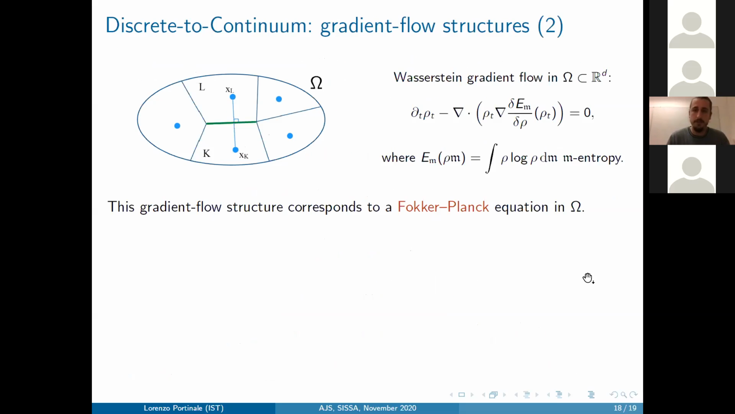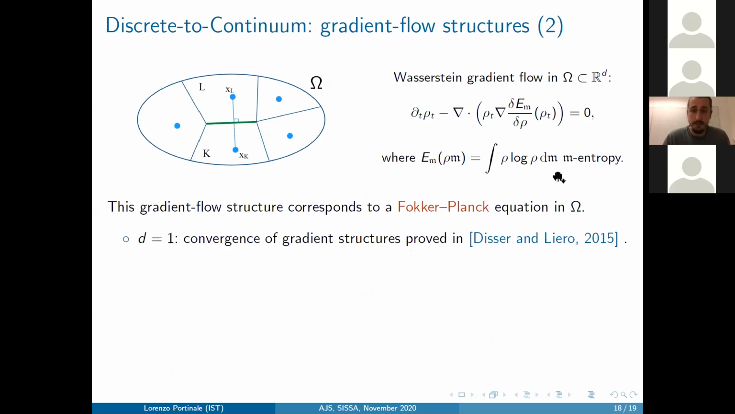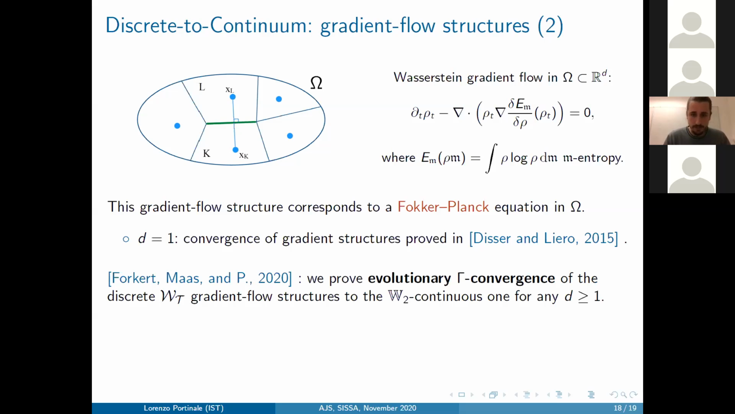So in our setting, if you consider the Fokker-Planck equation, which is exactly given by this equation here for the relative entropy, then in dimension 1, this has actually been already obtained in a work by Disser and Liero in 2015, where they proved in dimension 1 and for symmetric isotropic meshes the convergence of the flows using the gradient flow structures. Once again, the proof, as they also say in the paper, is really based on the one-dimensional setting. And what we did together with Dominik Forkert is that we proved this evolutionary gamma convergence of this evolutionary equation in any dimension.